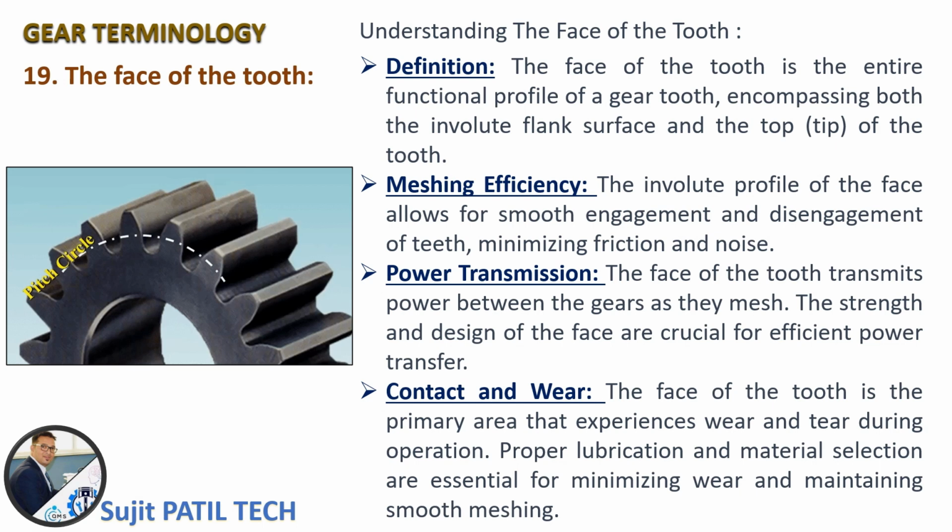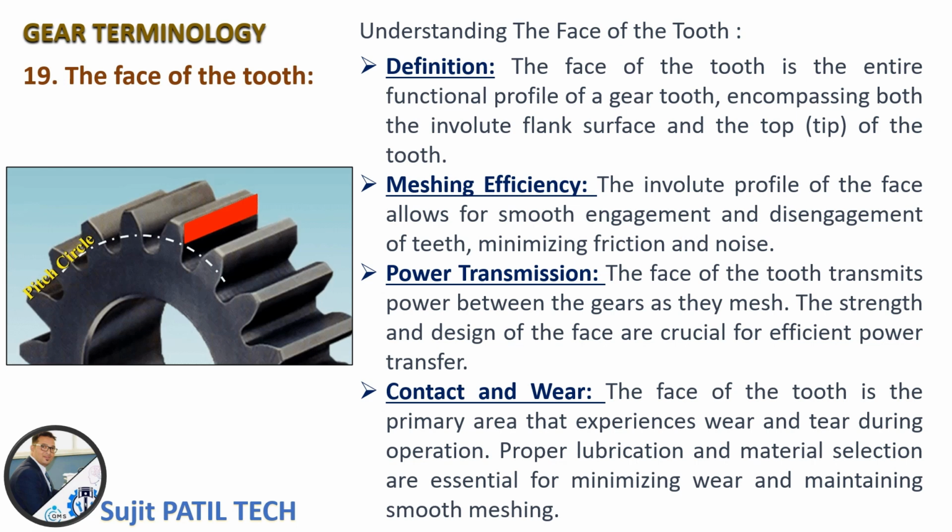Understanding the face of the tooth. Definition. The face of the tooth is the entire functional profile of a gear tooth, encompassing both the involute flank surface and the top, tip, of the tooth. Meshing efficiency. The involute profile of the face allows for smooth engagement and disengagement of teeth, minimizing friction and noise.